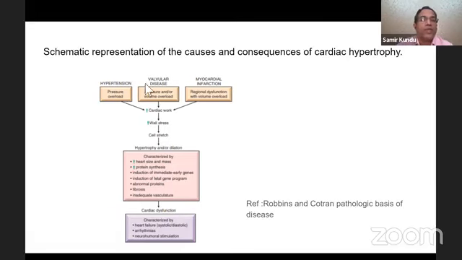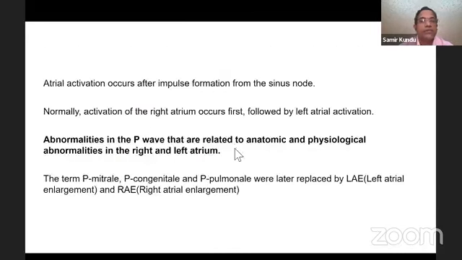So hypertension causes pressure overload, valvular heart disease causes pressure and/or volume overload, and myocardial infarction causes regional dysfunction with volume overload. As a consequence, there is increased cardiac work, increased cell stretch, hypertrophy, and/or dilatation. It is characterized by increased heart size and mass, protein synthesis, abnormal proteins, fibrosis, and inadequate vasculature. And thereafter the consequences of the hypertrophy.